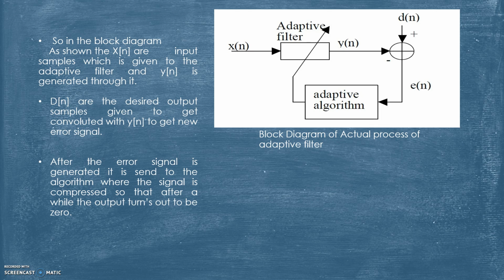And this error signal is fed to the next latency, where the new h of n will be generated, and with the h of n we'll be able to calculate the y of n. So in the block diagram, as you can see, the x of n is the input sample which is given to the adaptive filter, and y of n is generated through it. D of n is the desired output sample, given to get convolved with y of n to get a new error signal. After the error signal is generated, it's sent to the algorithm where the signal is compressed so that after a while the output turns out to be 0. This is the actual process of the adaptive filter.